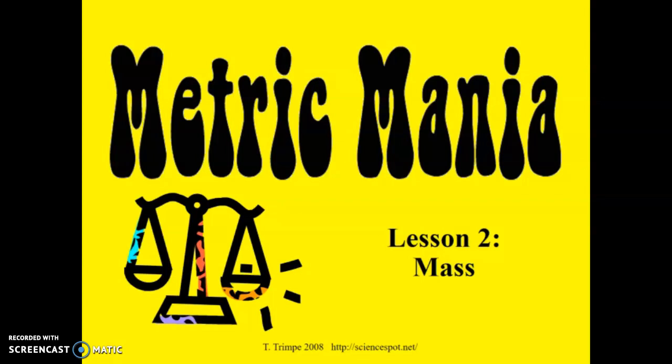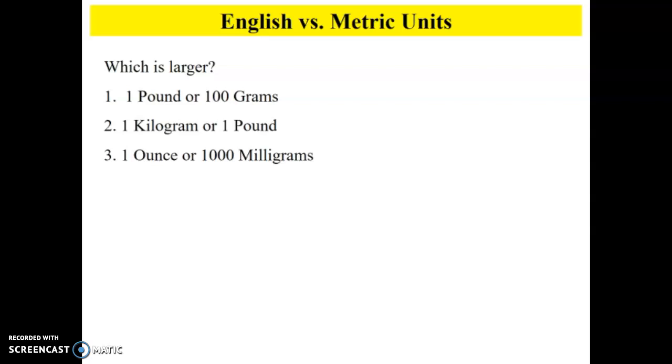So for this next lesson, we're going to be transitioning onto mass. Now we have talked about mass a little bit, but this is going to go much more in depth. Similar to last time, I want you guys to try and just guess or determine which one of the two is greater. So 1 pound or 100 grams, 1 kilogram or 1 pound, 1 ounce or 100 milligrams. Again, just give it your best guess.